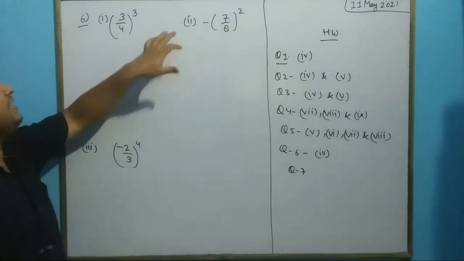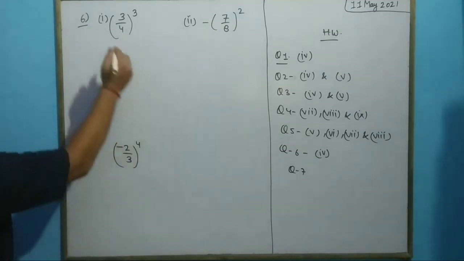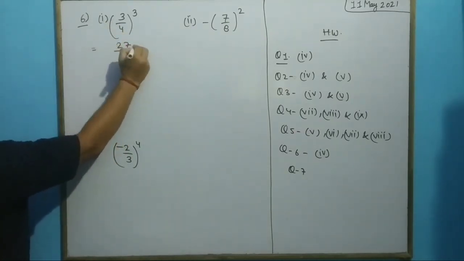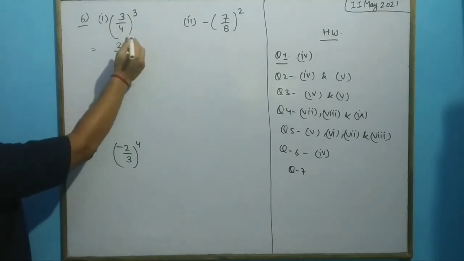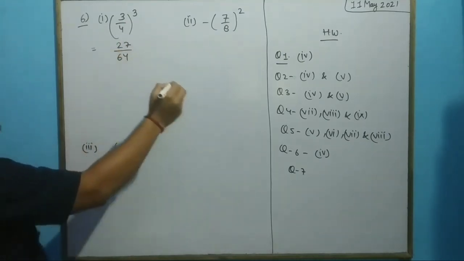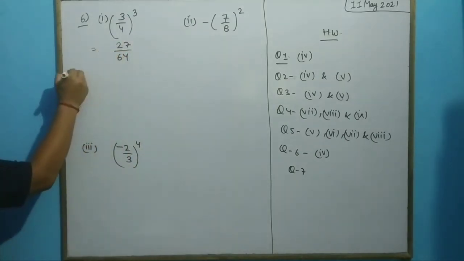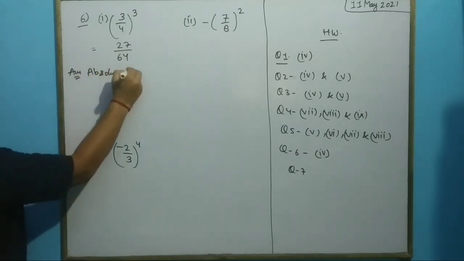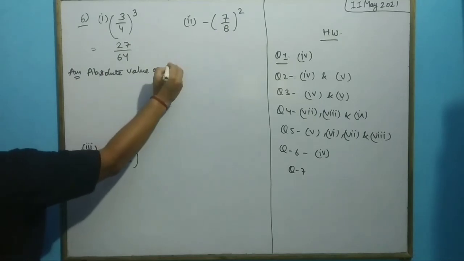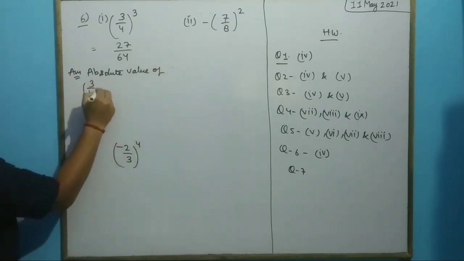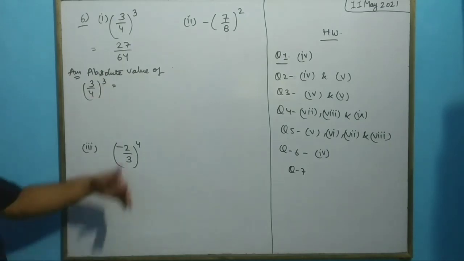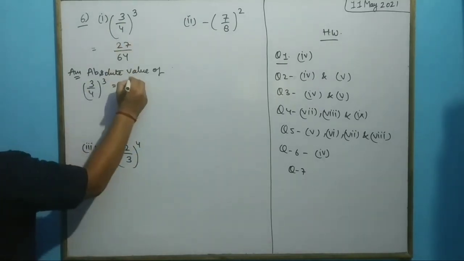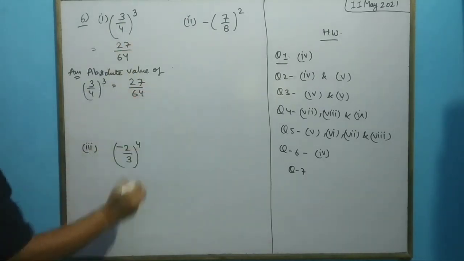In this next question we need to find the absolute value. First evaluate the value of this. 3 multiplied 3 times, 3 3 is 9, 9 3 is 27. 4 multiplied 3 times, 4 4 is 16, 16 4 is 64. So this is 27 by 64. Now we need to find the absolute value of this. If it is negative, the absolute value will be positive. It is already positive, so the answer will be 27 by 64.